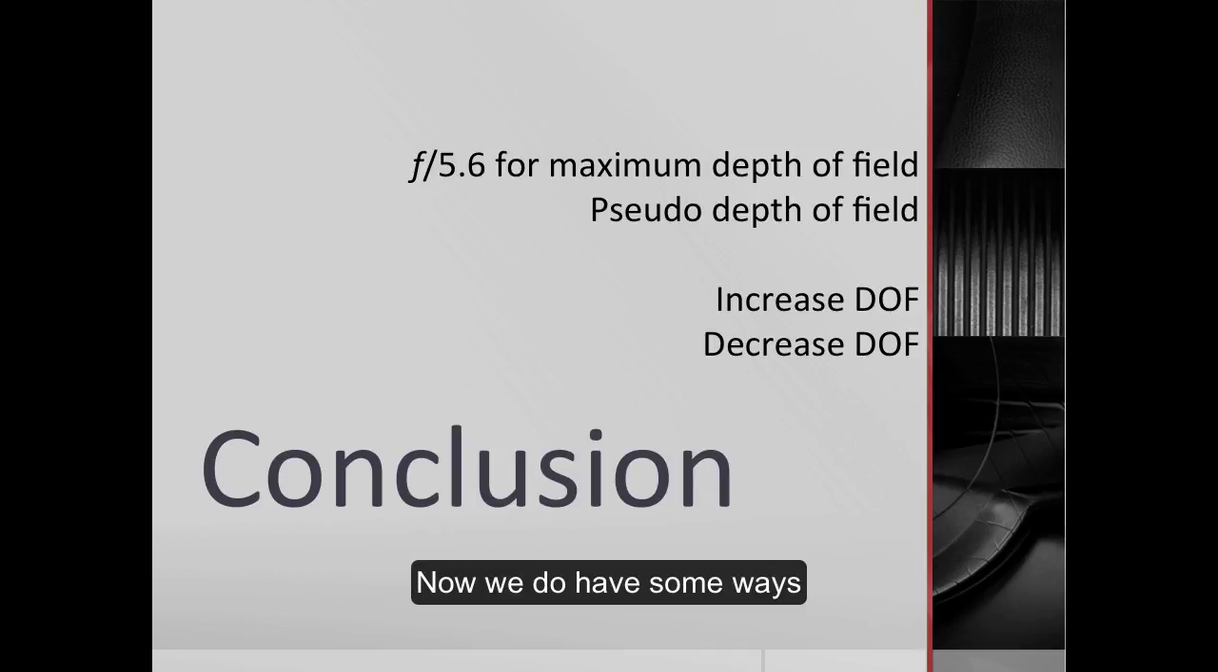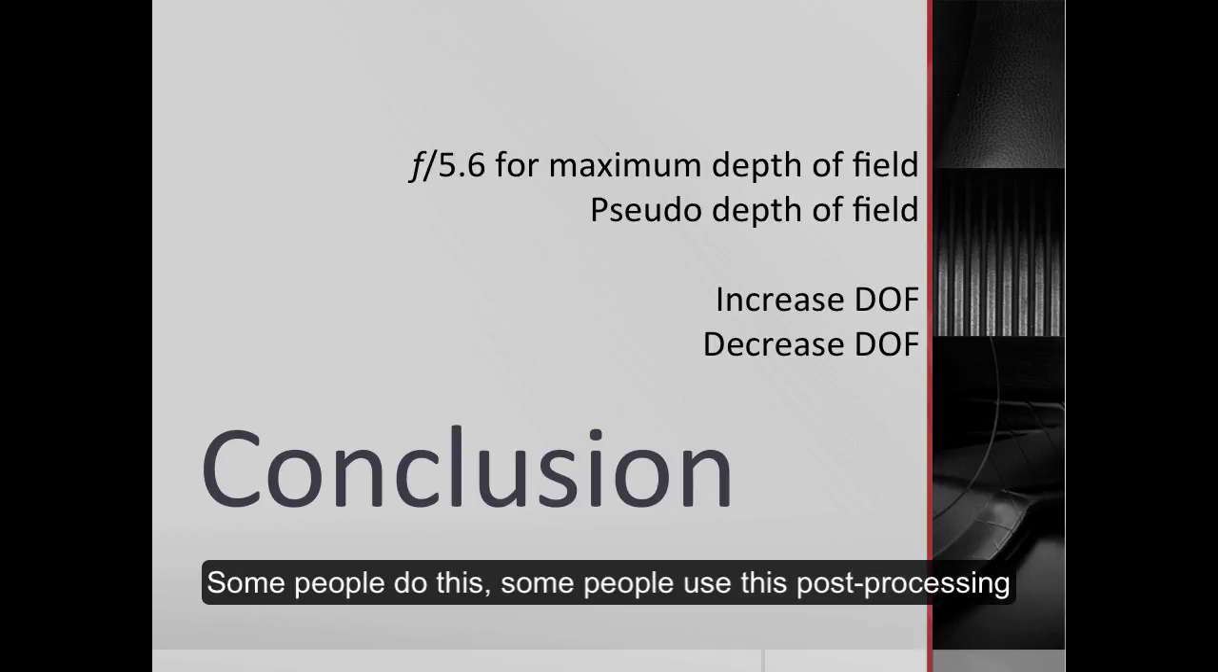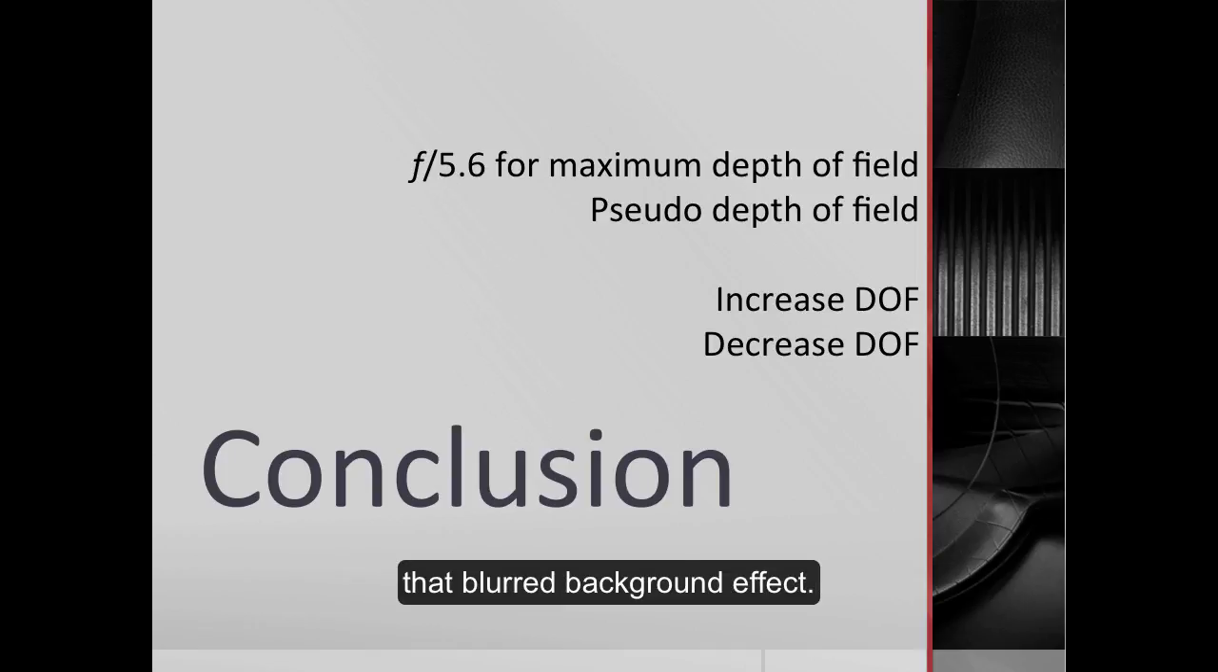Now we do have some ways we can post-process our photos to achieve what's called a pseudo depth of field. Some people use this post-processing and apply a Gaussian blur to their background to achieve that blurred background effect. However, it's not the way you want to do it. To a trained eye, this is most always apparent and it looks false. It doesn't look right. So be cautious with that. For this exercise, I do not want anybody to go into Photoshop and use a Gaussian blur.